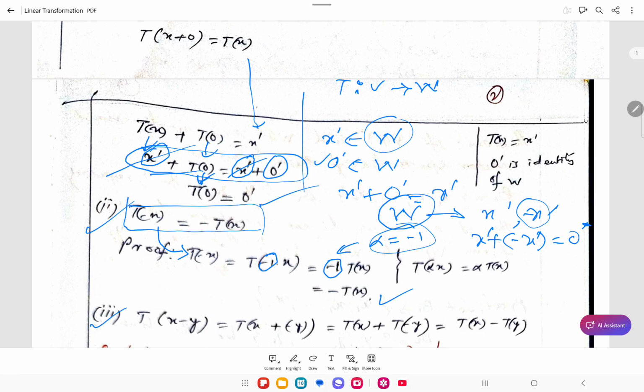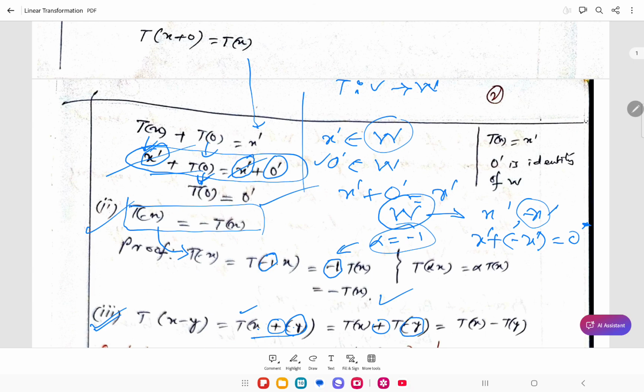Again, now we have to show this third identity. We have to check this one, T of x minus y. This can be written as T of x plus minus y, so it is simple. And since T is a linear transformation, we can write T of x plus T of minus y.